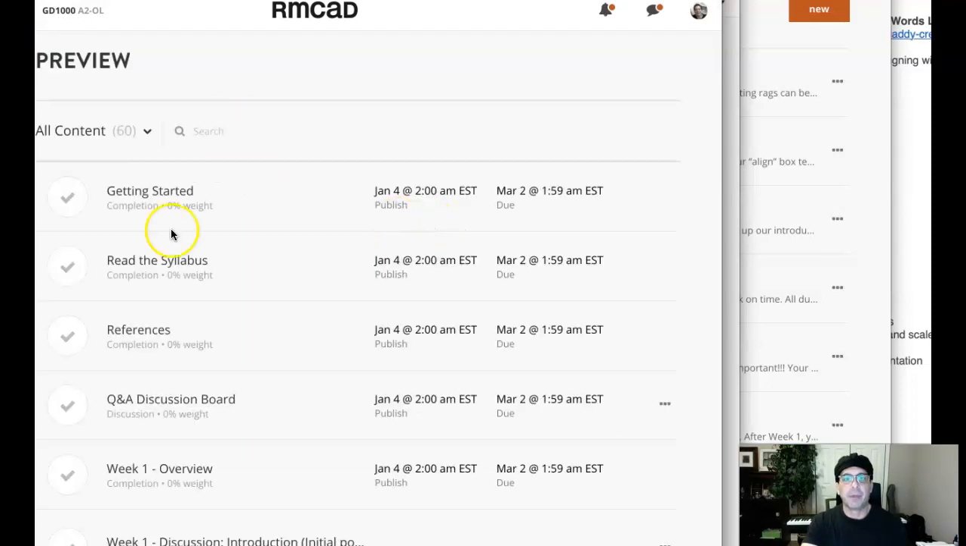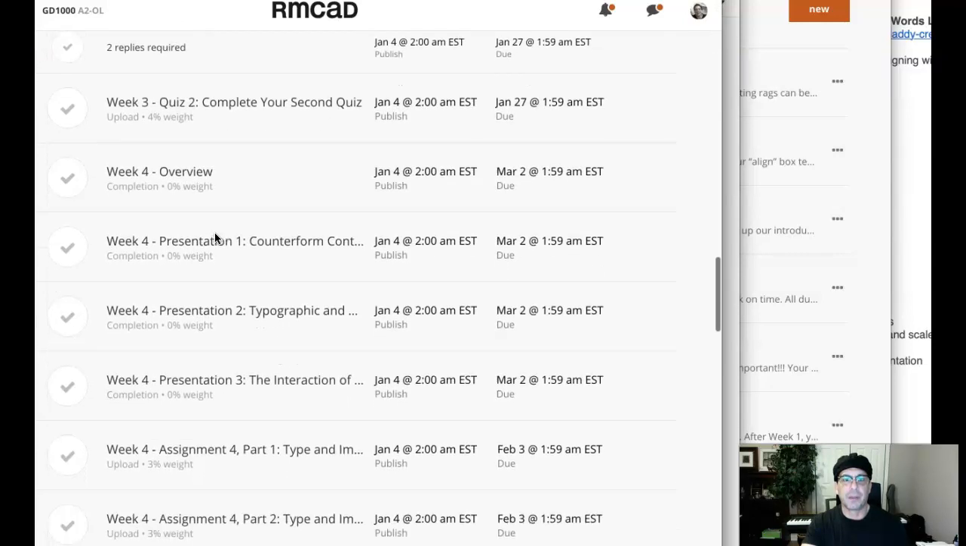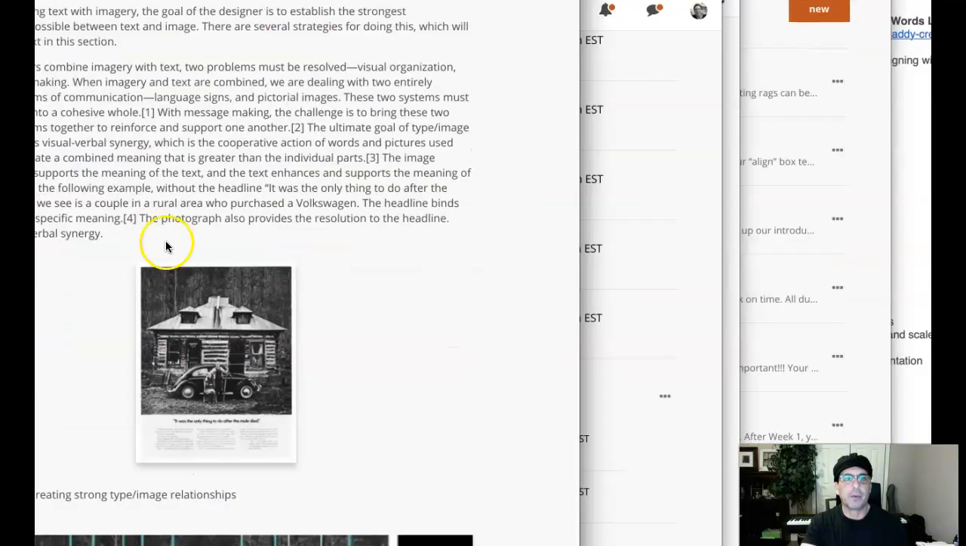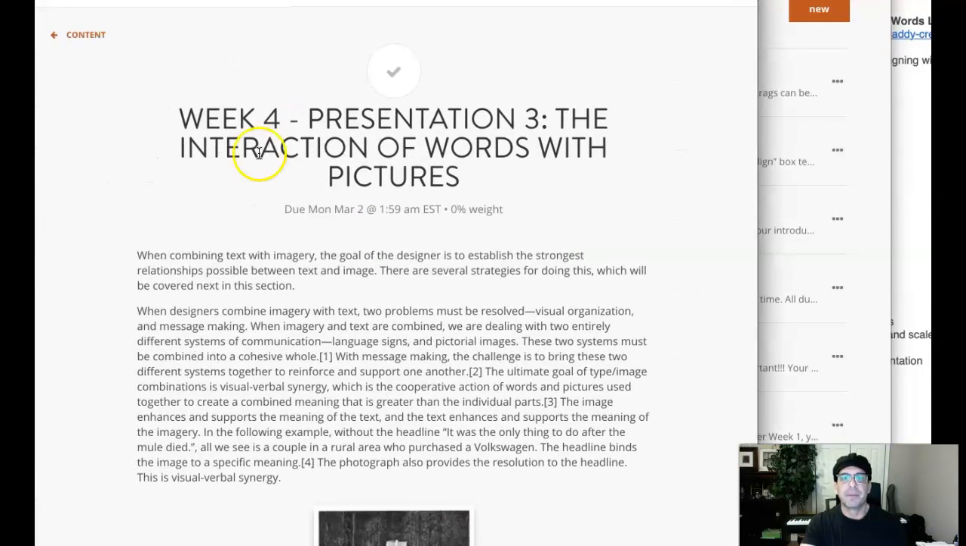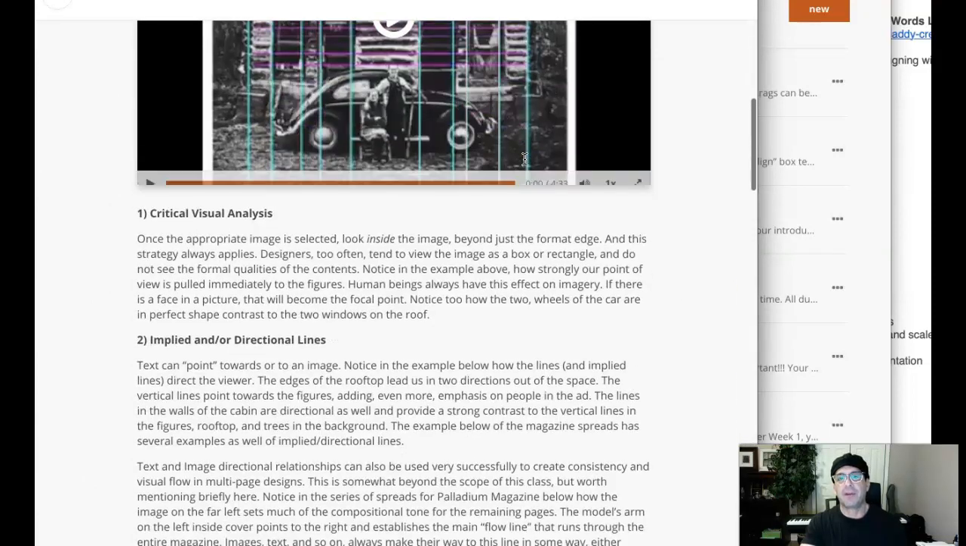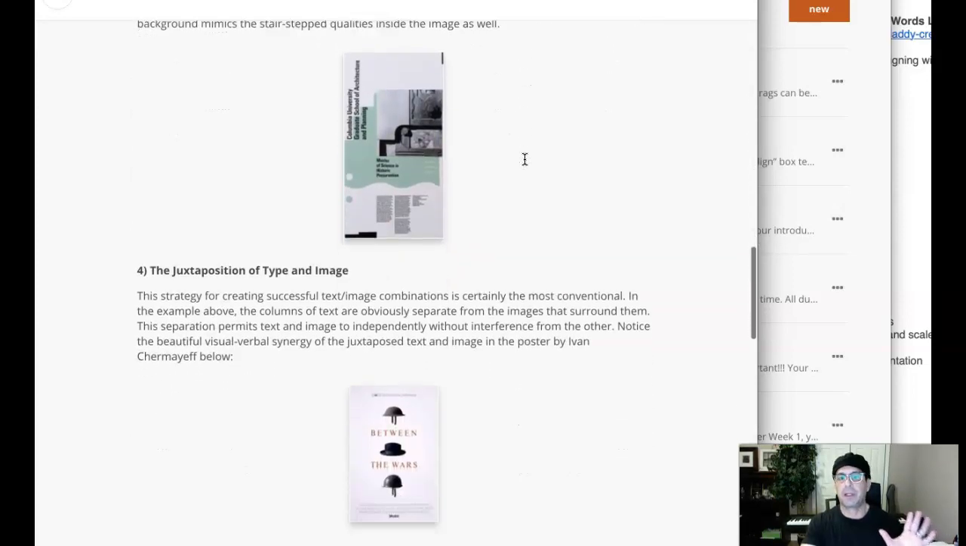And then at that point, we go to the third presentation for week 4, and this one is the one I'm after right here, presentation 3. And I've got that open right here. And this is presentation 3, interaction of words with pictures. This, guys, is a phenomenal lecture. It's fantastic. It really is.